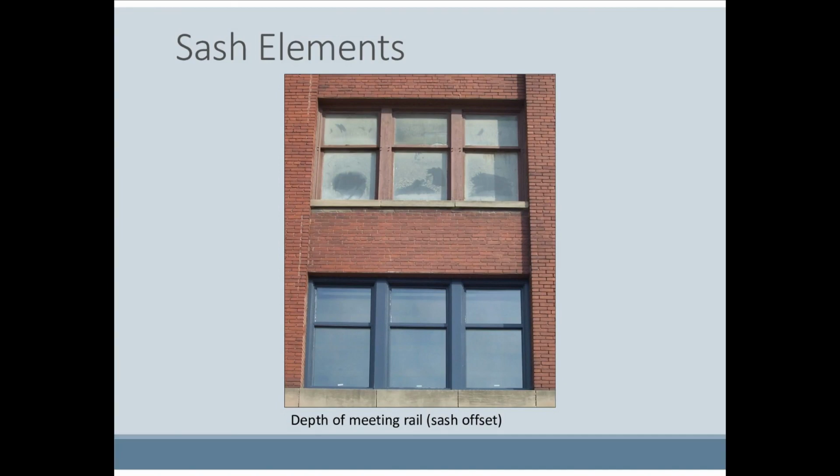For a typical hung wood window, the size and proportions of the frame, the sash that holds the glass, are important to the appearance of the window. Using replacement sash that is too thin, as in the replacement windows shown at the bottom, results in a loss of shadow at the meeting rail. This makes the window seem flat and thin compared to the historic window above.